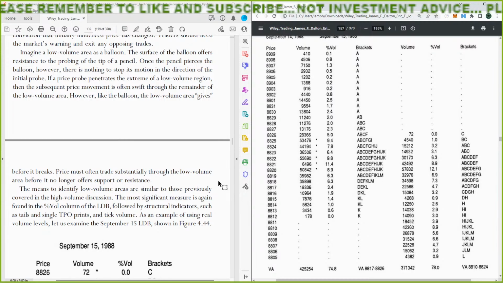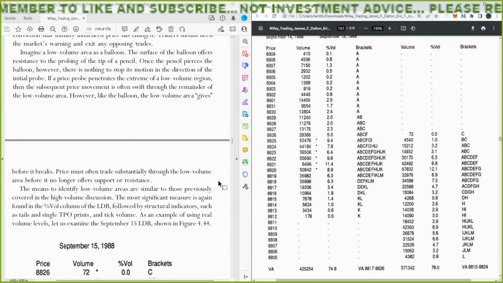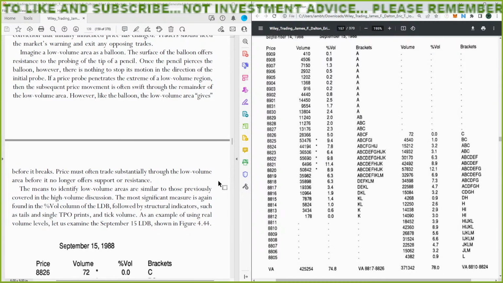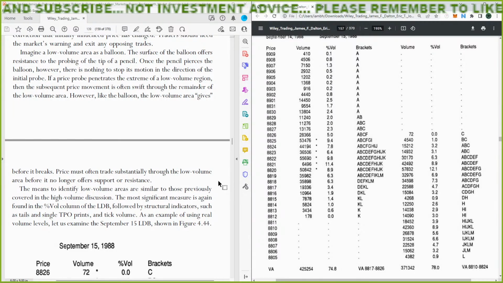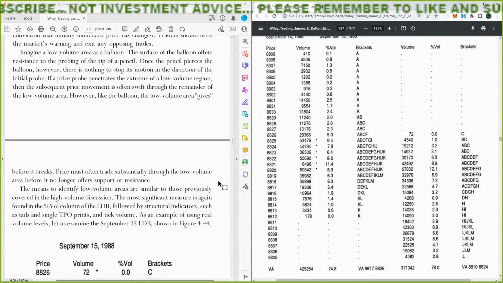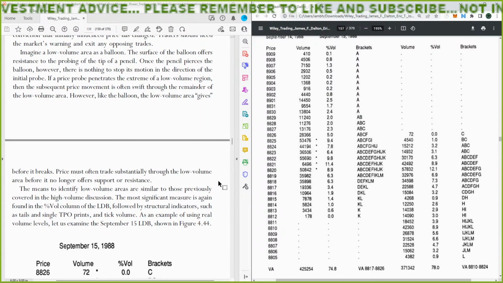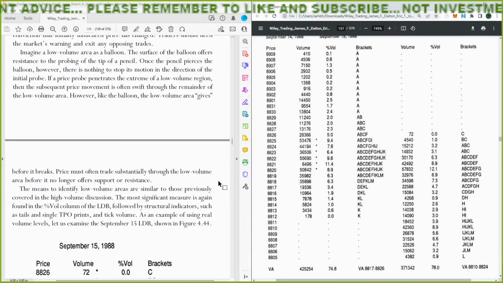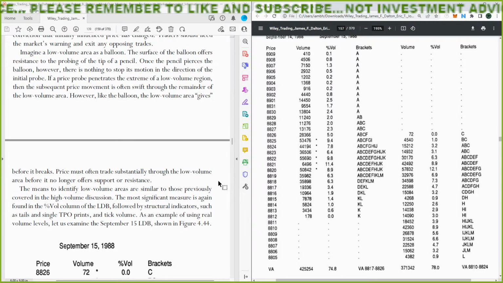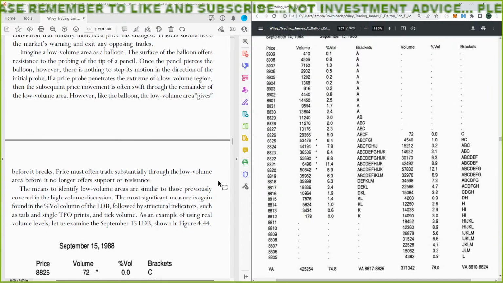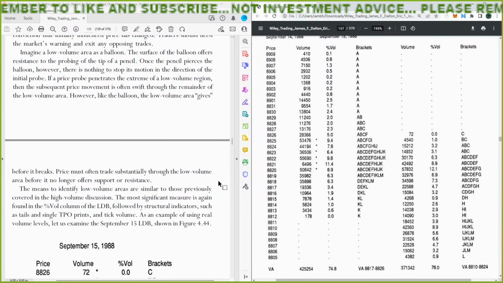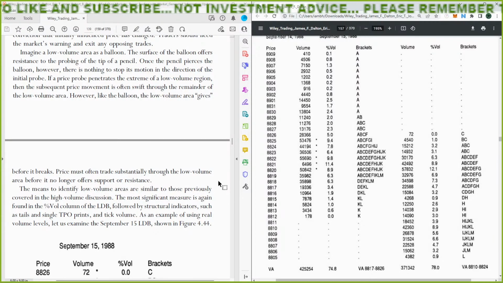Imagine a low volume area as a balloon. The surface of the balloon offers resistance to the probing of the tip of a pencil. Once the pencil pierces the balloon, however, there is nothing to stop its motion in the direction of the initial probe. If a price probe penetrates the extreme of a low volume region, then a subsequent price movement is often swift through the remainder of the low volume area.